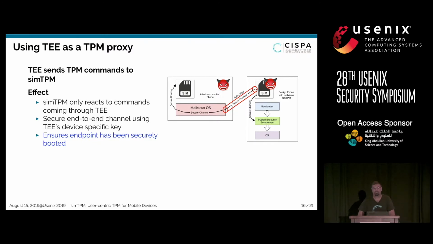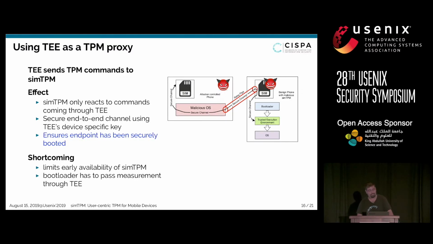In the trusted execution environment as a TPM proxy approach, what we did is create a secure end-to-end channel using the device-specific key that is solely available to the trusted execution environment. And the simTPM only reacts to commands that come through this channel. So this will make sure that the simTPM is actually talking to a securely, trustedly booted trusted execution environment that is running inside an untampered device. And simTPM will release data only through this channel.